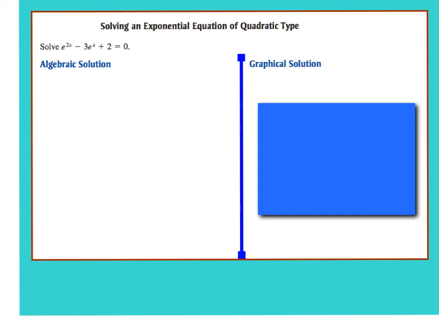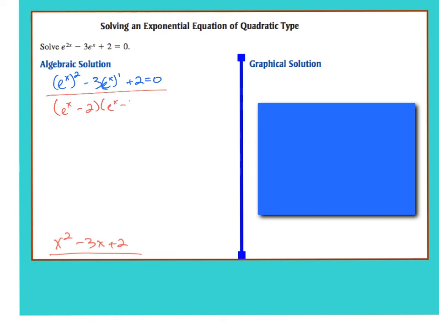All right? So if you rewrite it, you could rewrite it as e to the power of x squared minus 3e to the power of x to the first power plus 2 is equal to 0. Honestly, guys, if you can factor x squared minus 3x plus 2, you could factor this one. All right. What does x squared minus 3x plus 2 factor to? x minus 2, x minus 1. All right. But instead of x, what are we going to put? An e to the x. So now I have e to the x minus 2 times e to the x minus 1.